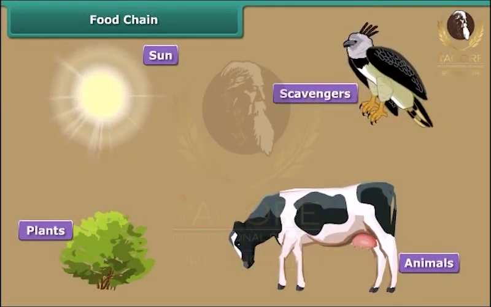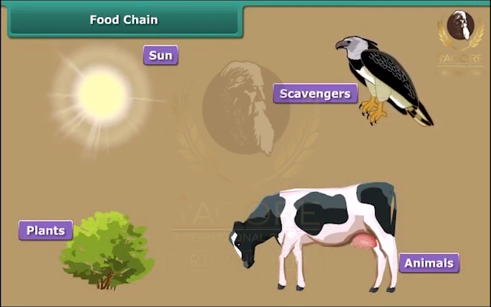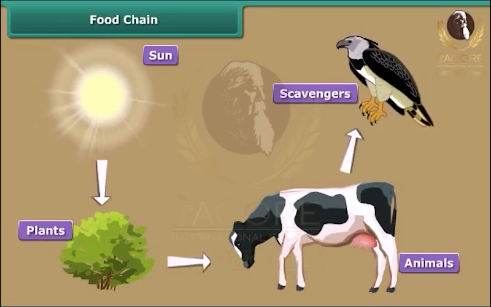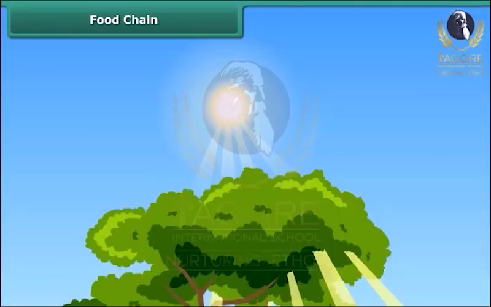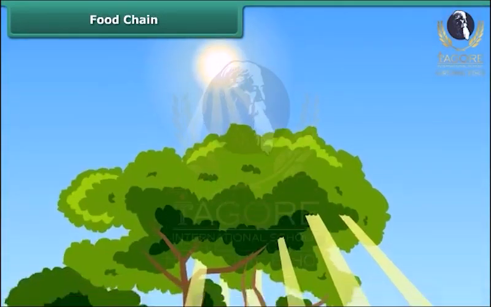The food chain is an arrangement in which energy passes from one organism to another. The main constituents of the food chain are the sun, the plants, the animals, and the scavengers. The sun is the principal source of energy.